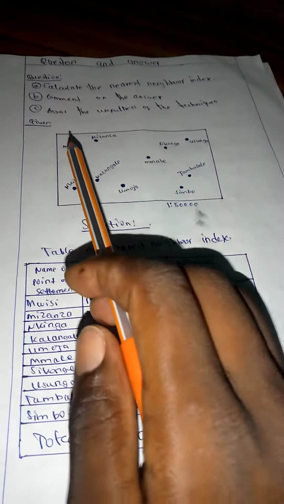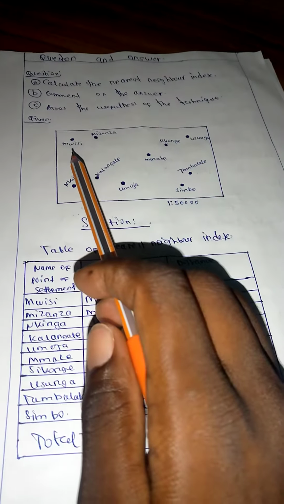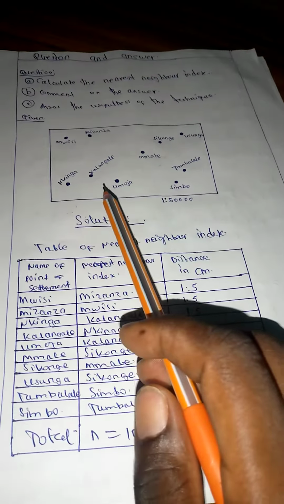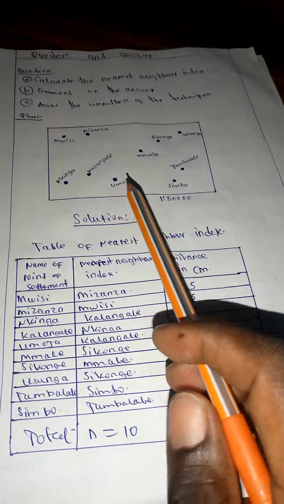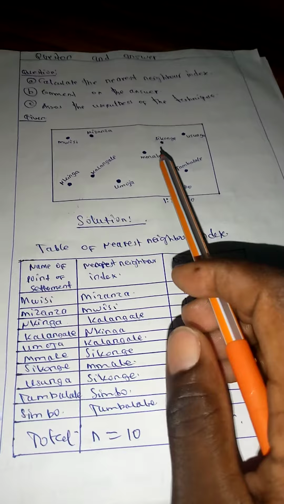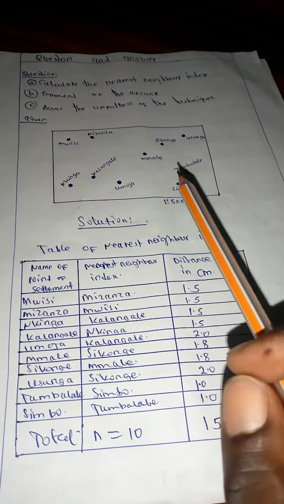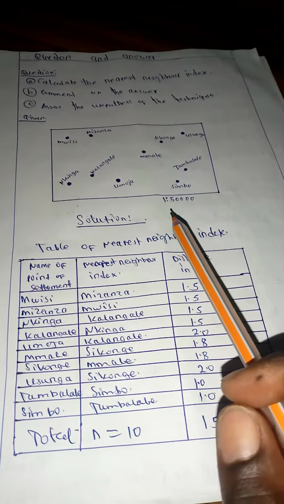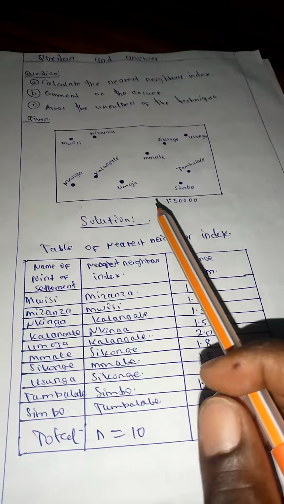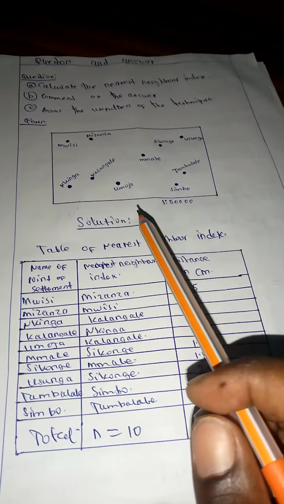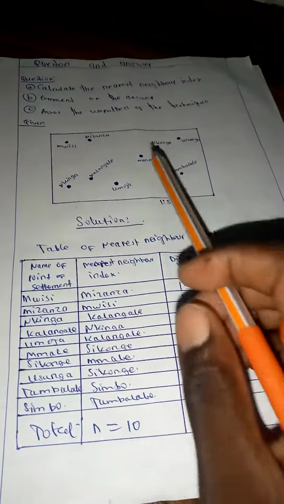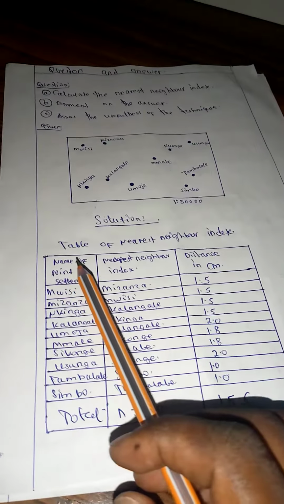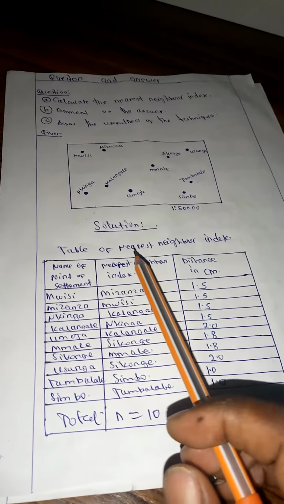There are dots labelled Mwisi, Mizanza, Mkinga, Karangale, Umoja, Male, Sikonge, Usunga, Tambalale, and the symbol. And this scale we have given. Now we are going to answer this question. Solution. Now we are going to formulate a table of nearest neighbor index.